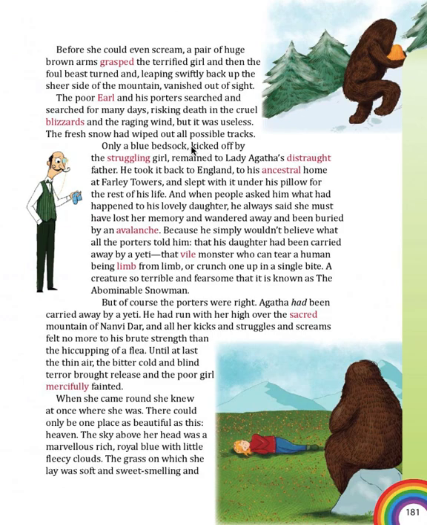We move on. Grasped is to hold on to something. Earl is another title like Lord, Earl, all of those. Blizzards is like a snowstorm, struggling. We know that. Distraught, like really upset, beyond yourself with upset. Ancestral, meaning it belonged to your ancestors. It's your ancestral land. It's the land of your ancestors.